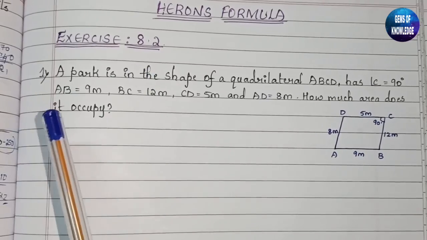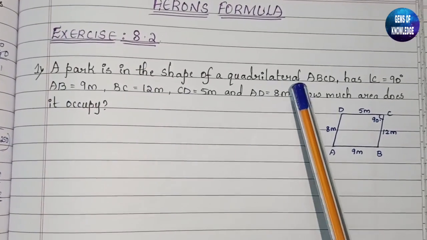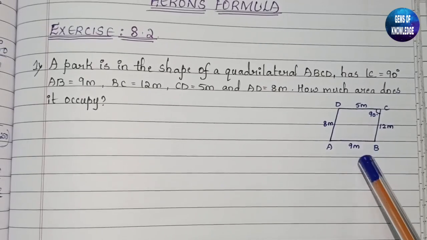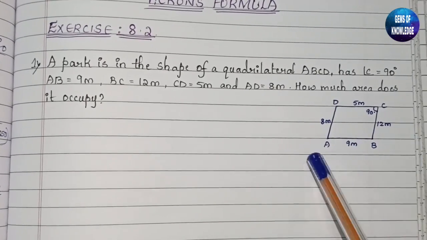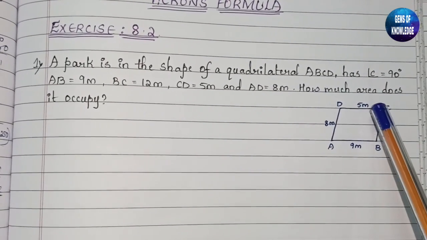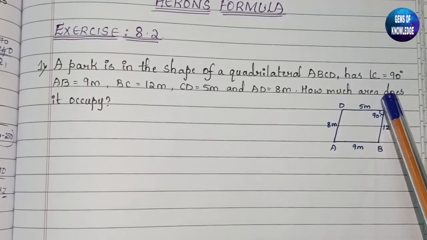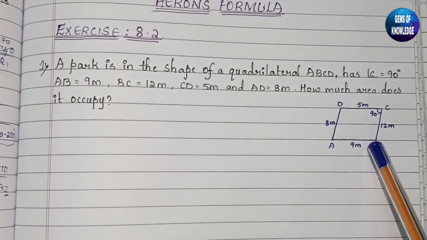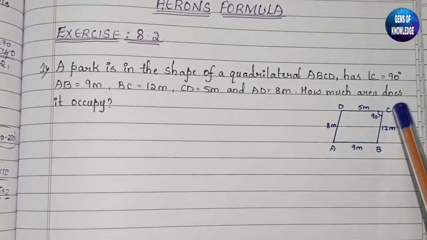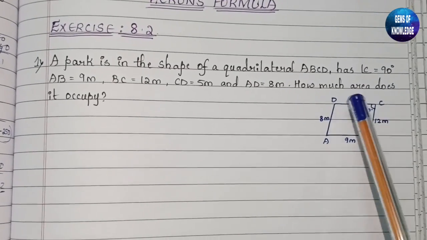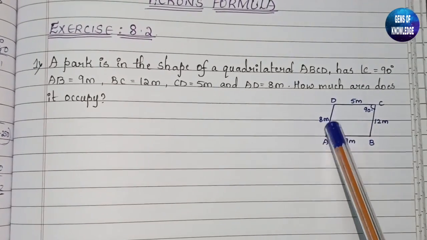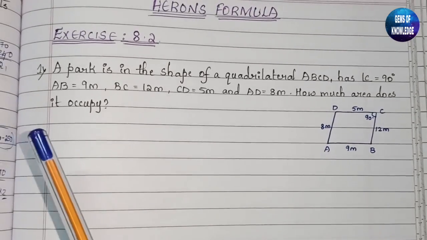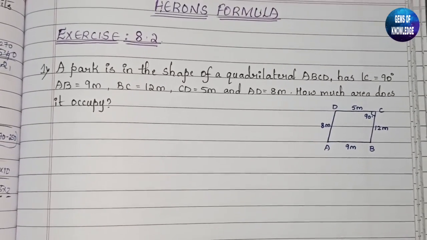So here the first question is given. A park is in the shape of quadrilateral ABCD. Now this is a park which is in the shape of a quadrilateral, that is A, B, C and D. And they have given angle C as 90 degree, and they have given some measurements, that is AB is equal to 9 meter, BC is equal to 12 meter, CD is equal to 5 meter and AD is 8 meter. How much area does it occupy? So you need to answer how much area does it occupy.